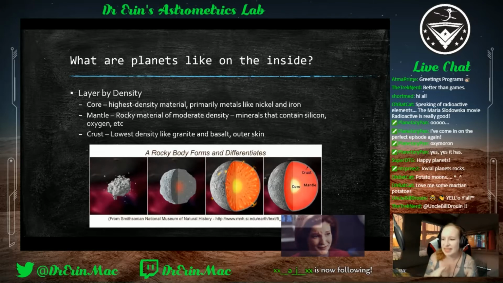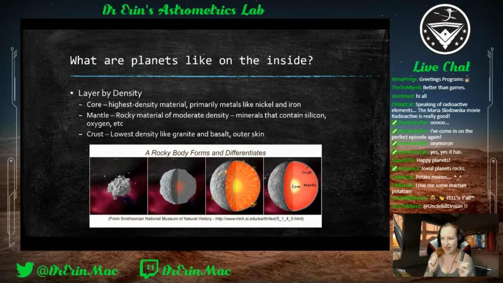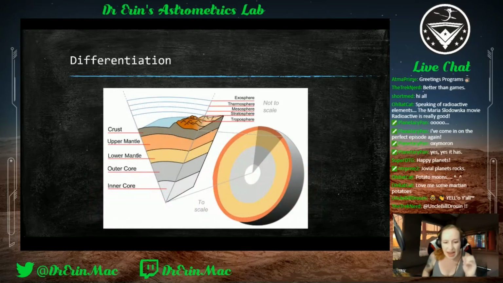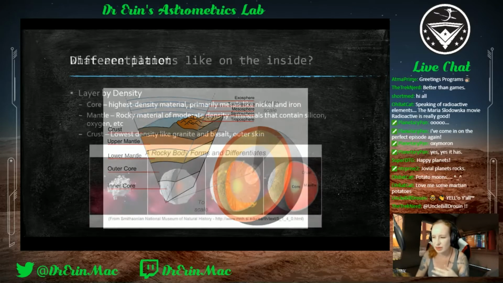And then, like I said, the crust is this really thin outer skin, and it's the lowest density, made up of granite and basalt. And how this sort of shakes out, it's really important to note. It's one of these things that maybe if you haven't thought about this, you're realizing it for the first time, and that's okay too.